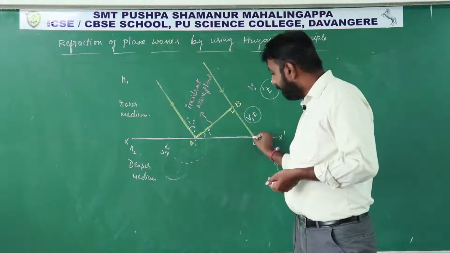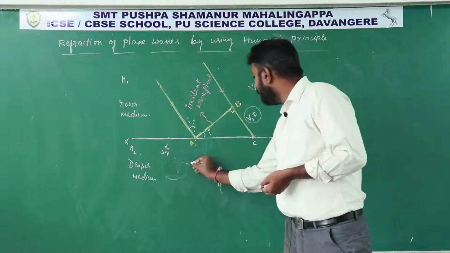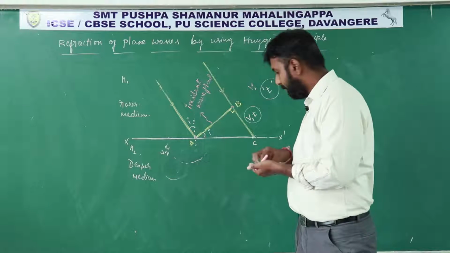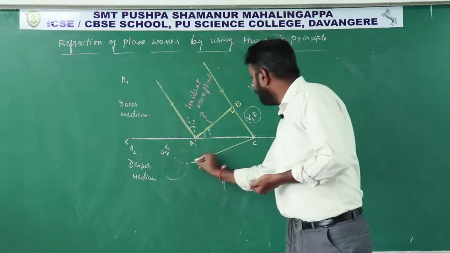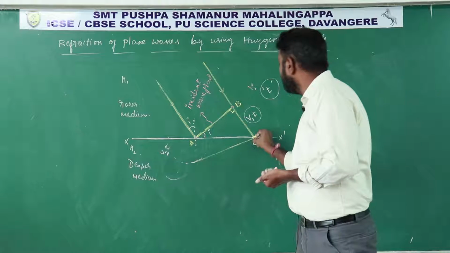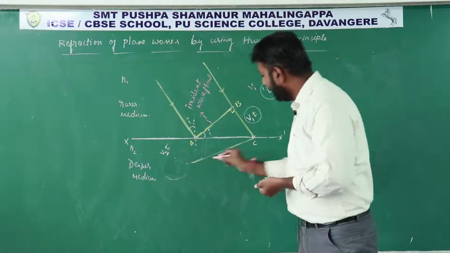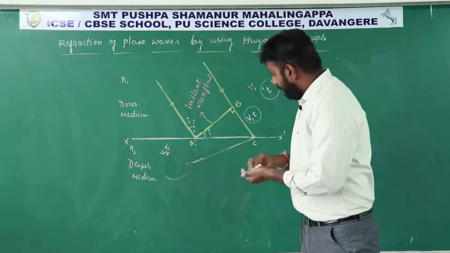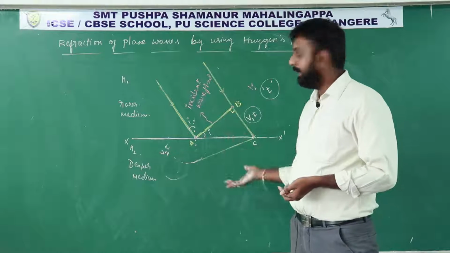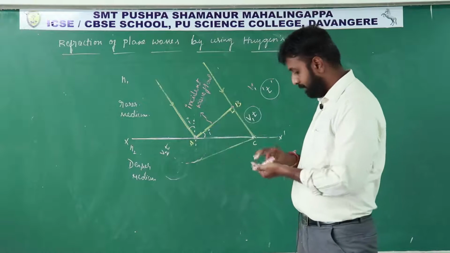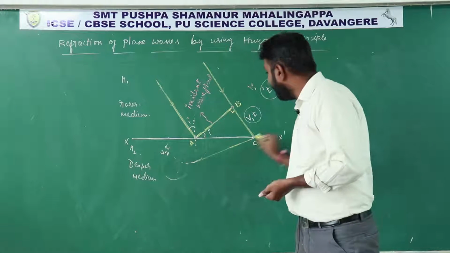at time t, from this point C we have to draw a common tangent. Okay, so this is the common tangent drawn from point C. Then this will be the wavefront after time t. This is the incident wavefront, and this is the refracted wavefront.